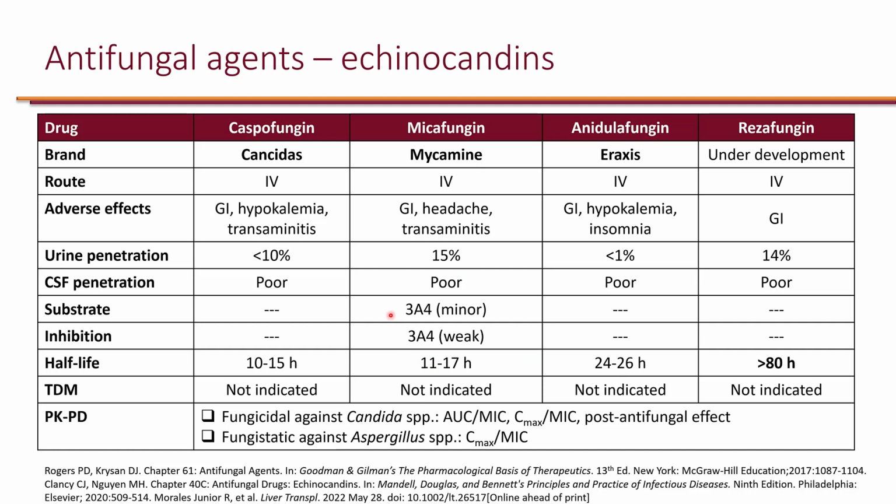Now let's look at the pharmacokinetics of these agents. So there are 3 of these on the market right now, and there is 1 under development. So caspofungin was the first one. These are all IV, so we don't have any oral formulation in this class. In general, they are really, really well tolerated. So there's not much adverse effects that would lead to discontinuation. Of note, pretty much none of them get good concentration in the urine, so they're really not good for urinary infections. And they're also not good for any CSF infections.